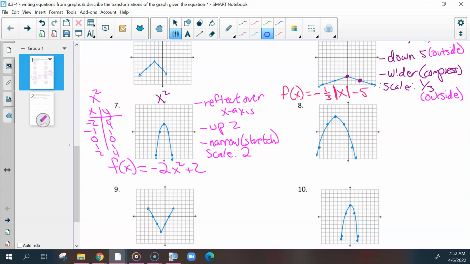This is your vertex where you would start, 0, 0. And then it goes up to 1, and then it goes up to 4. So the difference on the parent function is 1 and then 3. On this, the difference between the vertex and either of these points is 2, not 1. So from 1 to 2, we'd have to multiply to get 2.